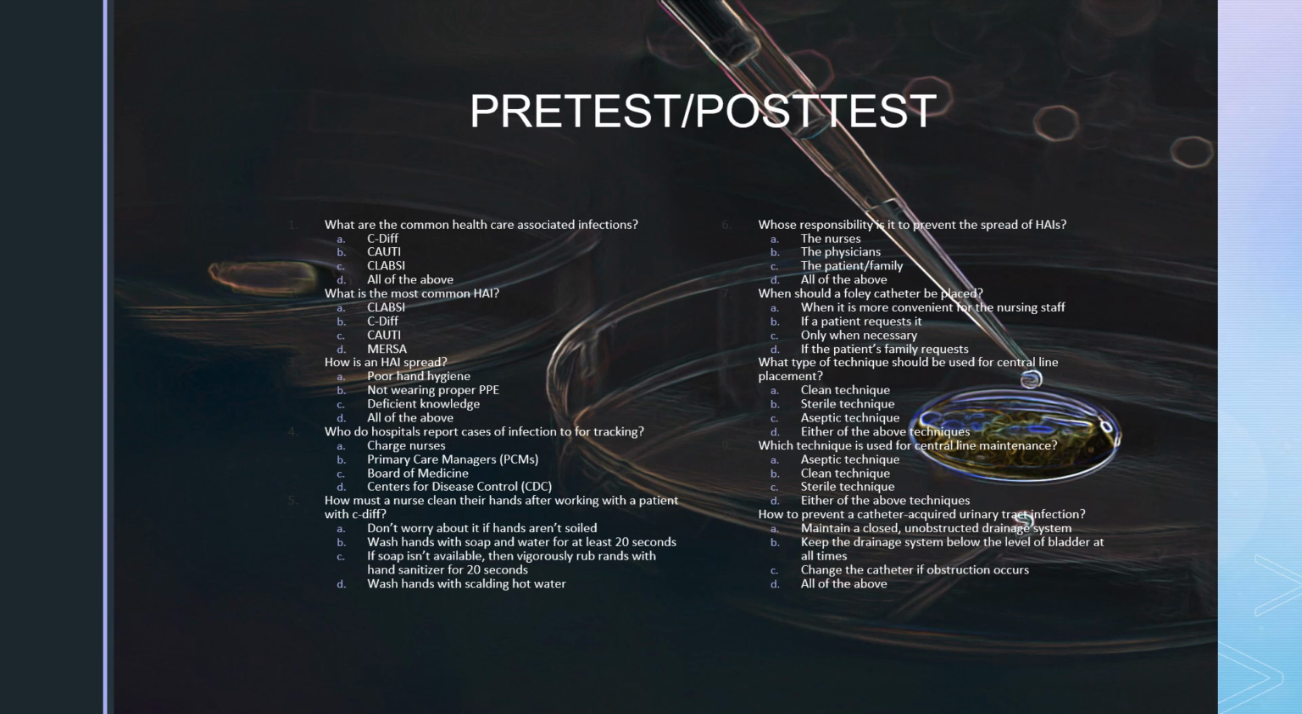And lastly, how to prevent a catheter-acquired urinary tract infection. A. Maintain a closed, unobstructed drainage system. B. Keep the drainage system below the level of the bladder at all times. C. Change the catheter if obstruction occurs. D. All of the above. D. All of the above.